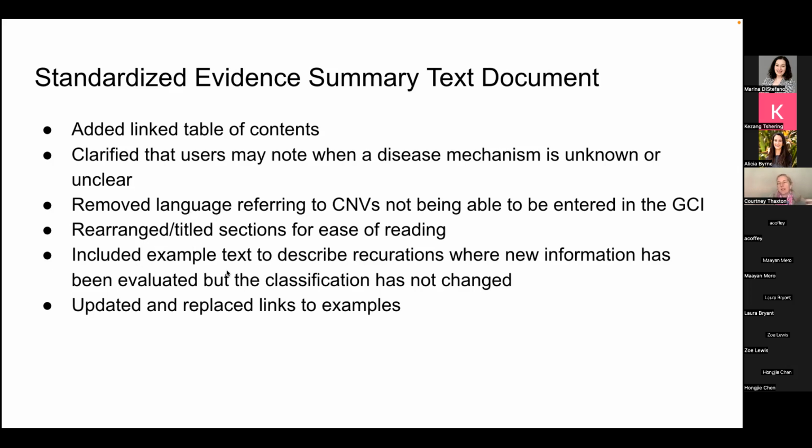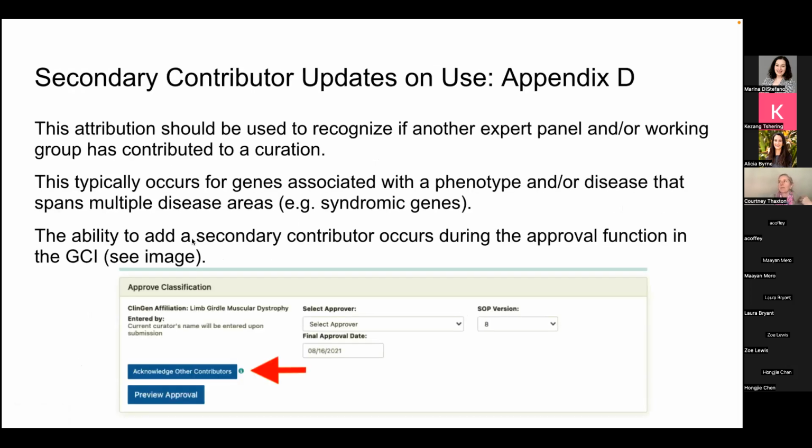We've also included example text to describe recurations where new information has been evaluated, but the classification has not changed, right? So just being able to give a little bit more clarity for you all. And we've updated and replaced links to examples because, as you know, they start to change their classification with time. And lastly, within the Appendix D is the secondary contributor update.